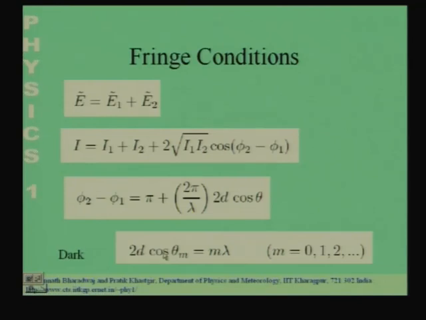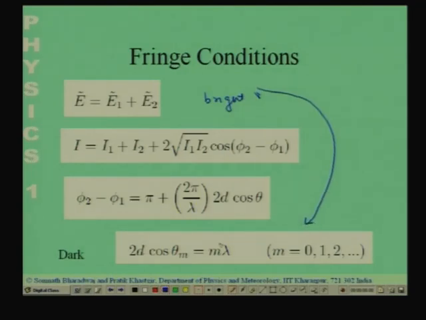2 d cos theta should be equal to m plus half lambda. So, the condition for a bright fringe is the same thing, just that you have to put in a factor of m plus half instead of m. So, this is for a bright and this is for a dark fringe.